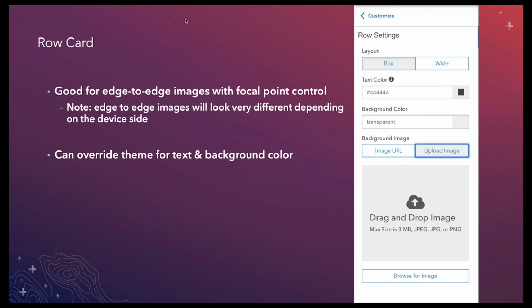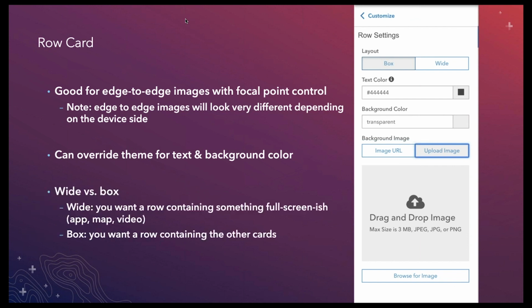So you might have noticed some of the rows were taking the font that I applied. That's because they have a different font. So you might need to go change that if you're trying to use custom fonts. And you can also set wide versus box. So if you have a row of something that is more full screen, like an app or a map or video, you can turn that on to wide. Or if you have something where it's just containing other cards, you can use the box setting.